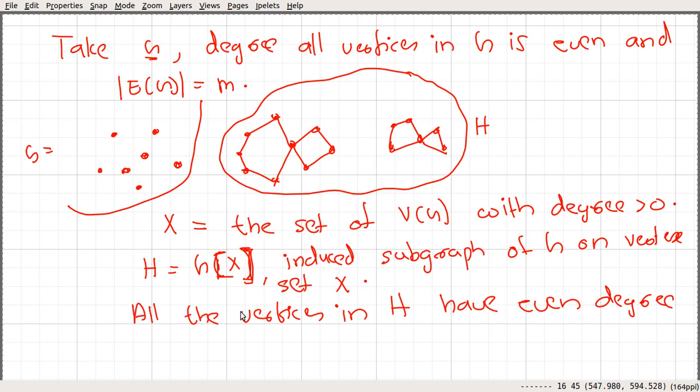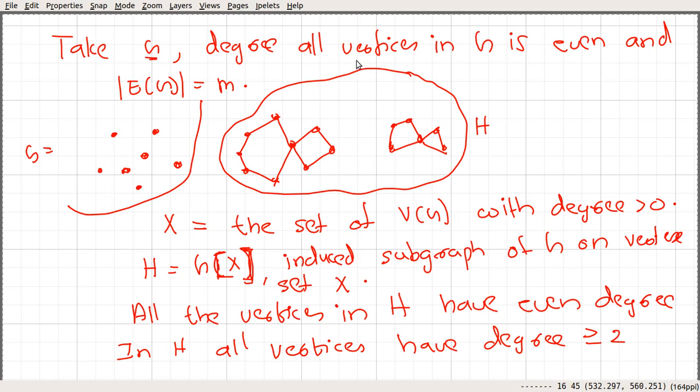Okay, and also we can see that in H all the vertices have degree greater than or equal to 2, because all the vertices in G have even degree, and we excluded all the vertices having degree 0. Okay, and the next lowest value is 2, which is even, right? 0, 2, 4. So in H all the vertices have degree greater than or equal to 2.